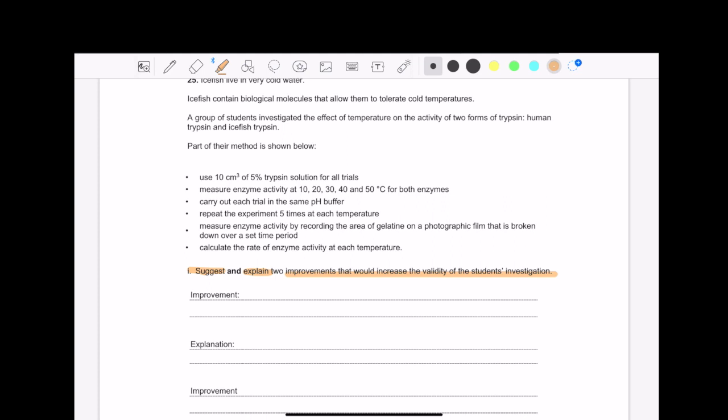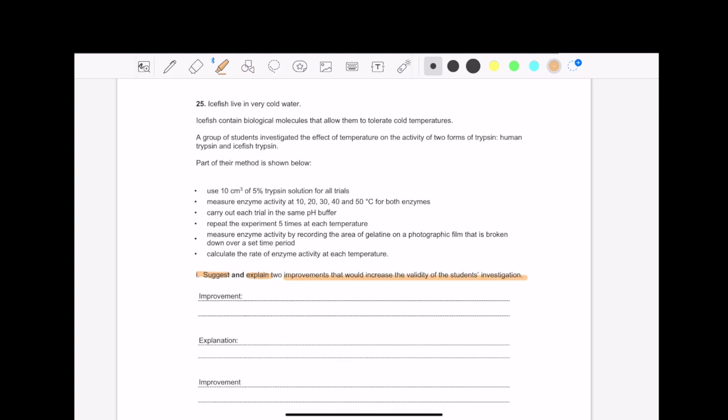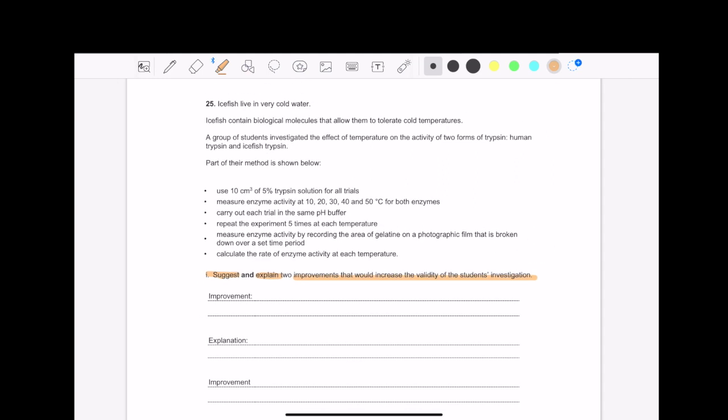The gap of 10 degrees Celsius is quite a lot. So an improvement would be take more intermediate values, right? Or temperature intervals must be closer together because it gives more of an accurate estimate of the optimum temperature. Because how do you know if the optimum temperature is happening at 24 or 26 degrees Celsius? You don't know unless you measure those temperature values.